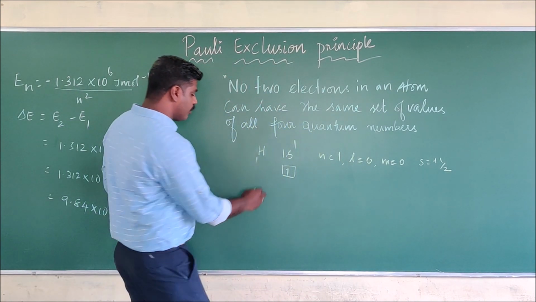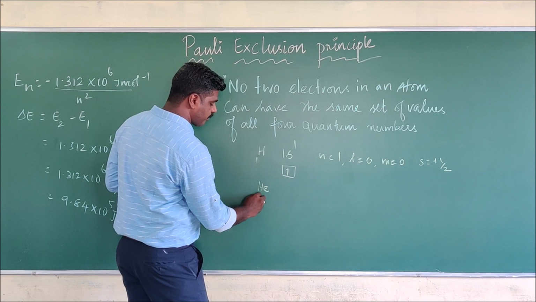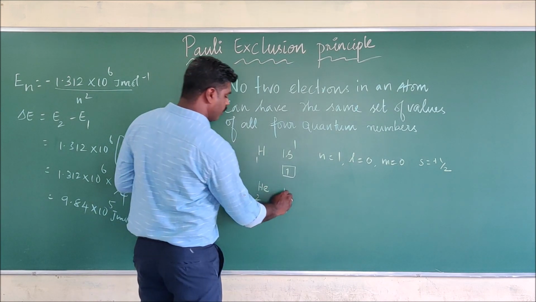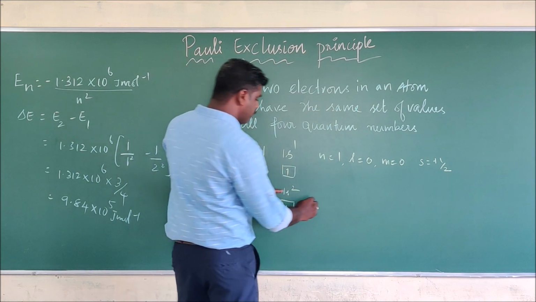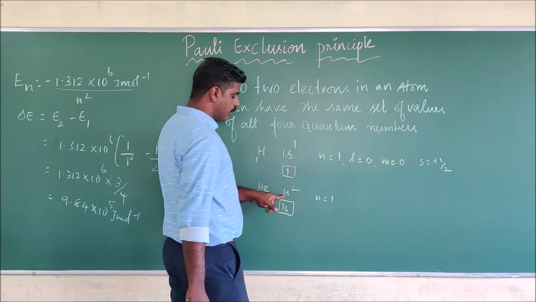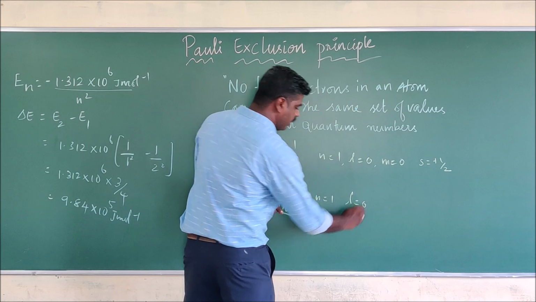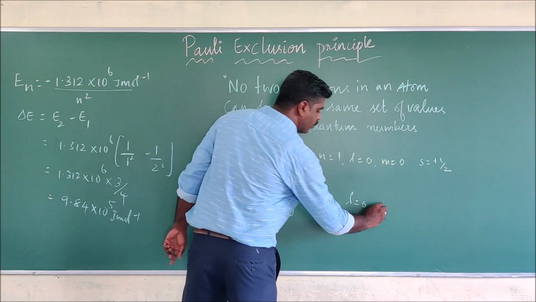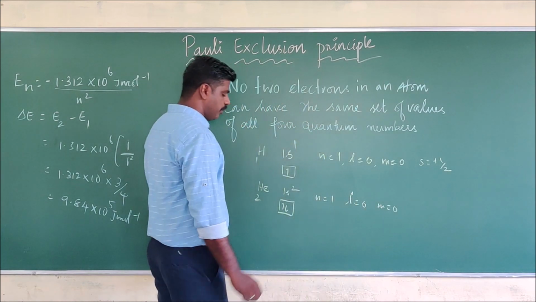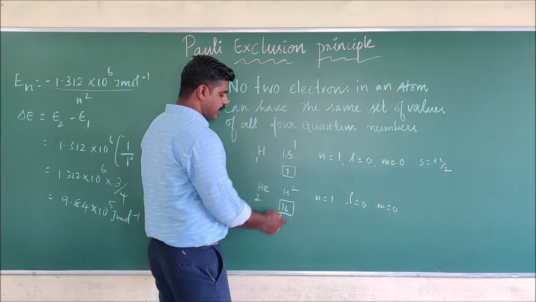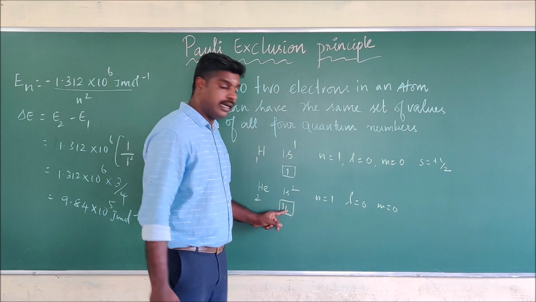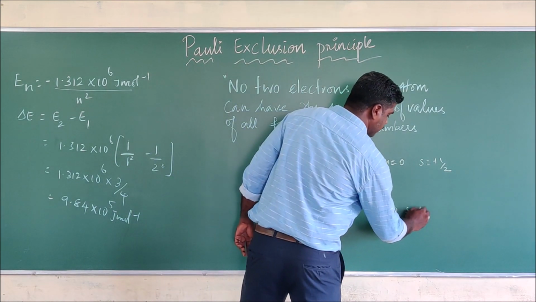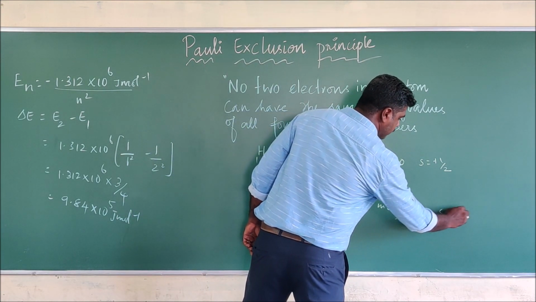Let us take one more example. Let us take helium, whose atomic number is 2. It holds 2 electrons. What is the principal quantum number? n equal to 1. What is the azimuthal quantum number? L equal to 0. What is the magnetic quantum number? m equal to 0. What is the spin of the electrons? Here there are two spins of electrons. One is clockwise, another one is anti-clockwise. That is s equal to plus half and s equal to minus half.